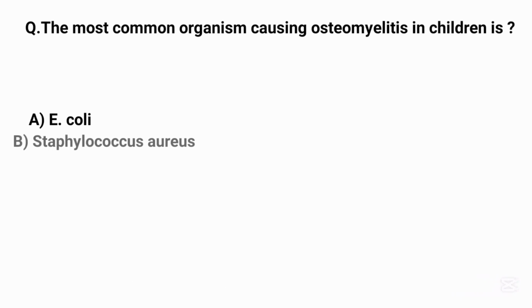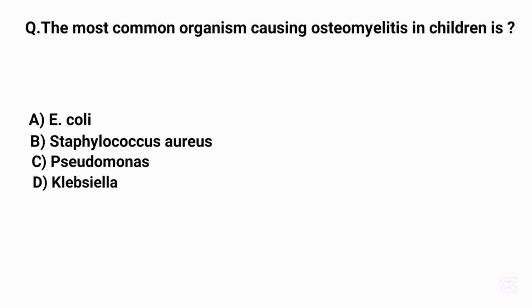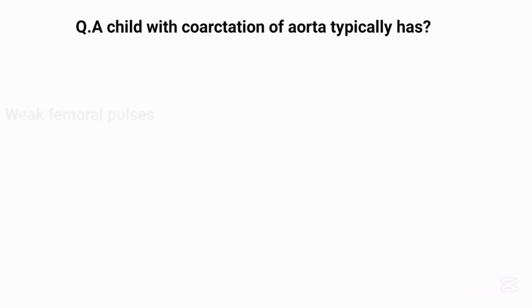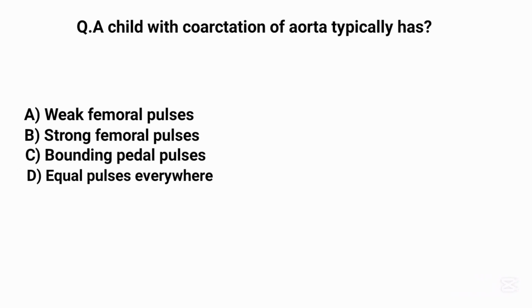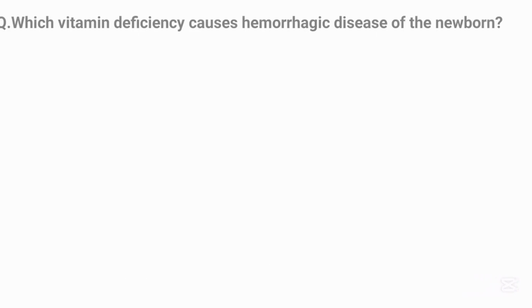The most common organism causing osteomyelitis in children is. Correct answer is option B, Staphylococcus aureus. A child with coarctation of aorta typically has. Correct answer is option A, weak femoral pulses.